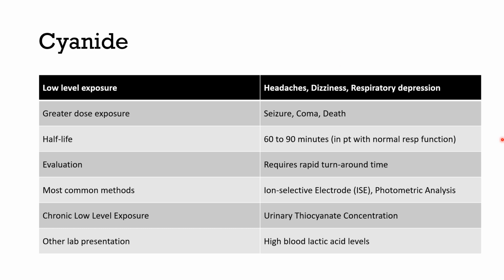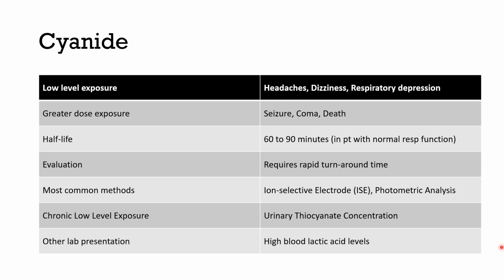Low-level exposure would give you headaches, dizziness, and respiratory depression, and greater dose exposure would give you seizure, coma, and death. Half-life is the same as your carbon monoxide, 60 to 90 minutes in patients with normal respiratory function. Evaluation requires a rapid turnaround time. Most common method would be your ion selective electrode or photometric analysis. Chronic low-level exposure can be screened through urinary thiocyanate concentration, and other lab presentation could be high blood lactic acid levels.